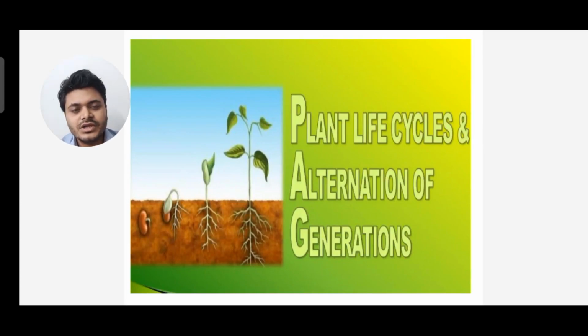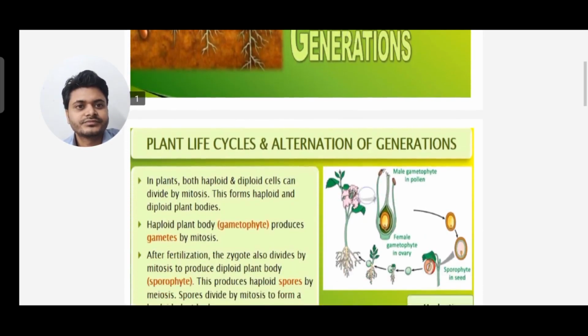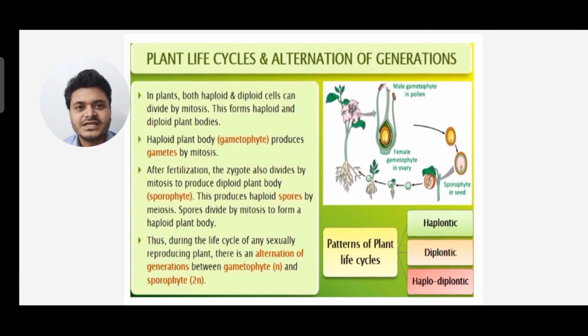Now we'll see about alternation of generation and plant life cycles. This is a very small topic. Alternation of generation means the sporophytic and gametophytic change. Since we know that the sporophyte is diploid in nature, that is 2N, and the gametophyte is haploid in nature, that is N, in plants both haploid and diploid cells can divide by mitosis, and this forms haploid and diploid plant bodies.